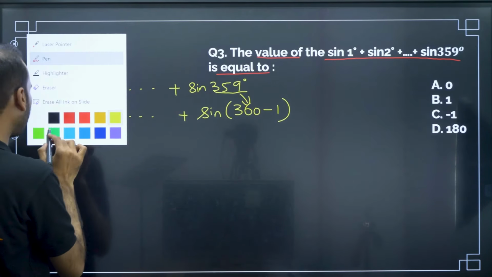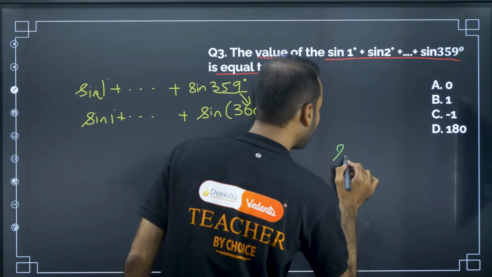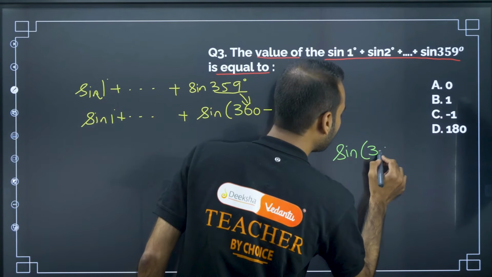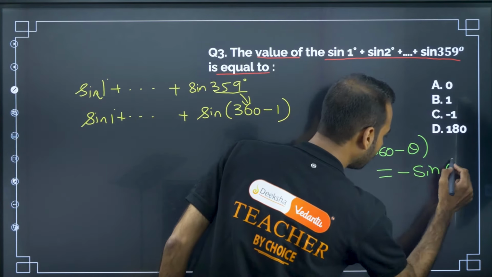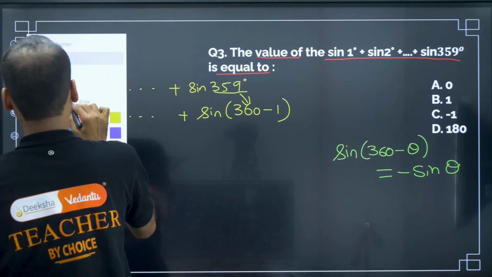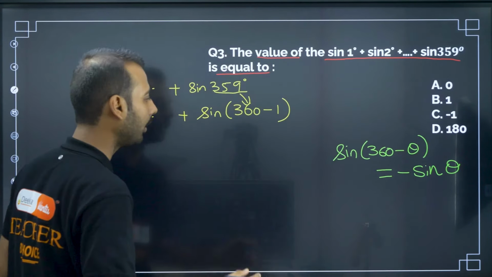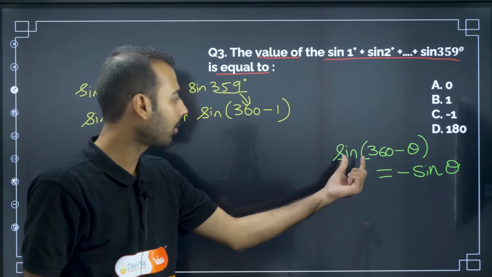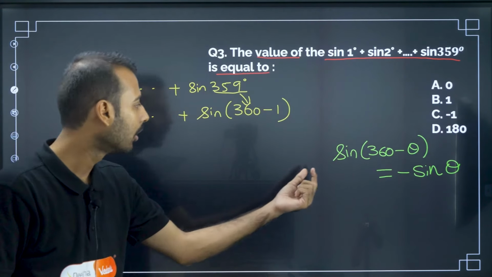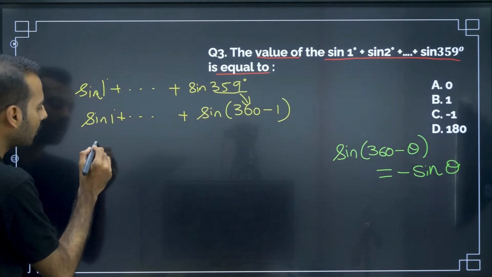Now one synopsis point you should know. What is that synopsis point? Sine of 360 minus theta is equal to minus sine theta. If you are able to recall this synopsis point, it is a good thing. This synopsis point we have to use here.